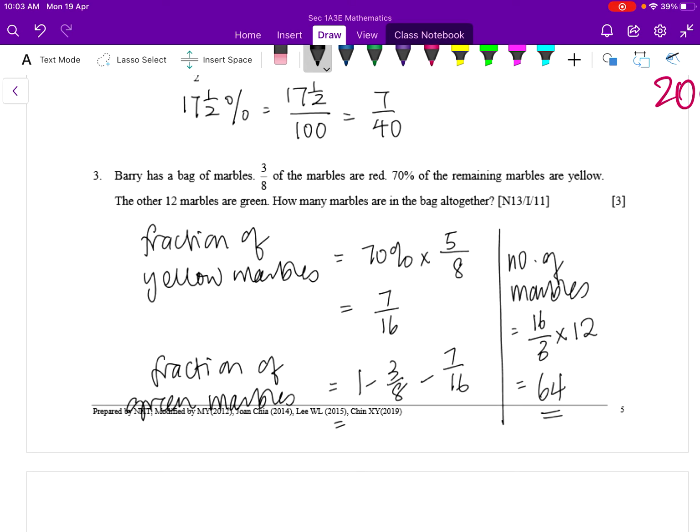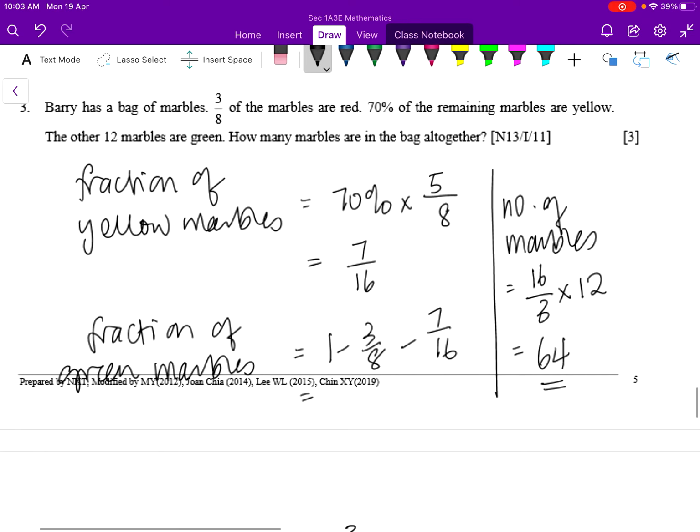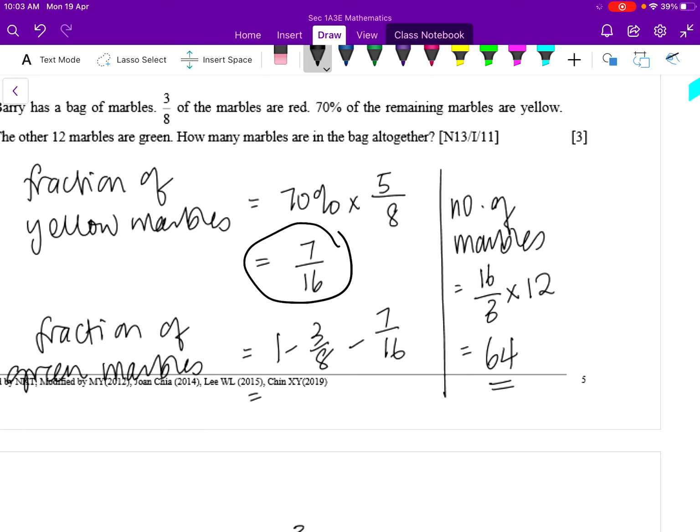Now Barry, he has a bag of marbles. 3/8 are red, 70% of the remaining are yellow, the other 12 are green. How many marbles altogether? O-level question, I think you can do it in primary school maths also. Now the fraction of yellow marbles is 70% of the remaining, or 5 out of 8. So this is the fraction of yellow. Then the fraction of green, just do a subtraction. Find the total number of marbles and get the answer. Okay, straightforward.